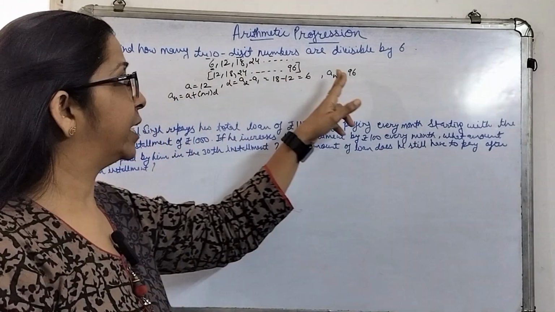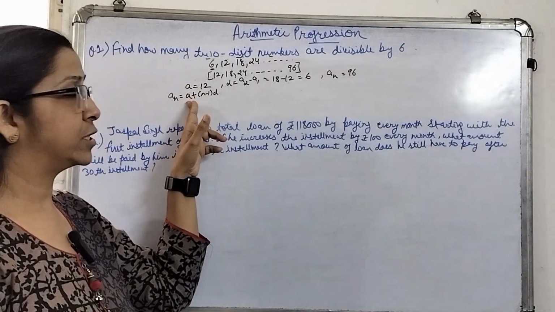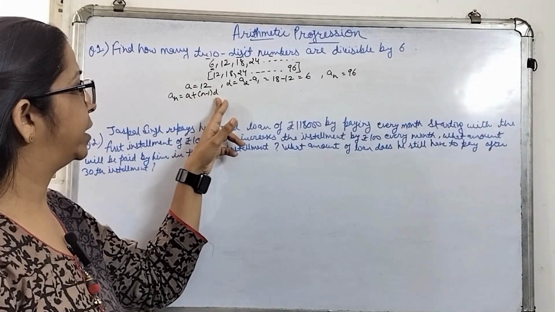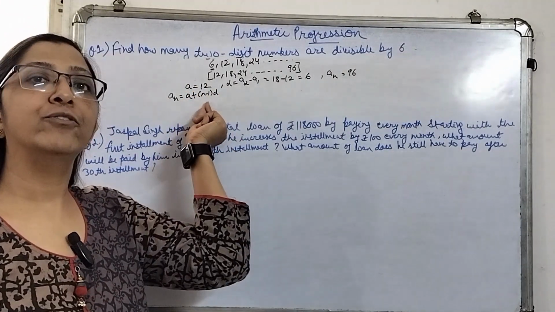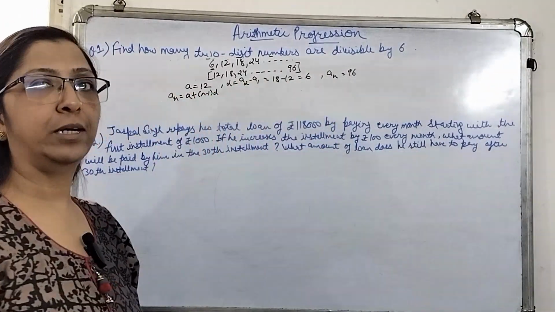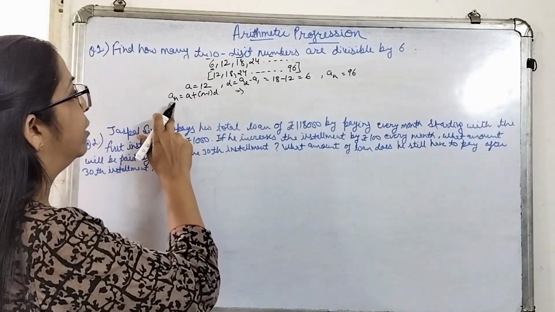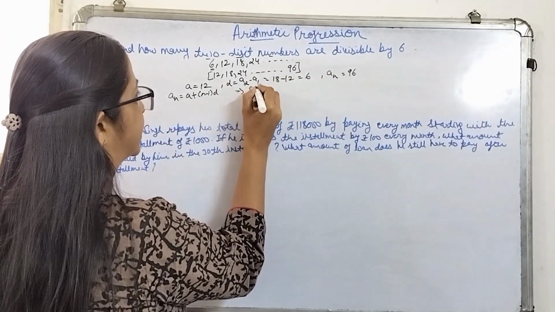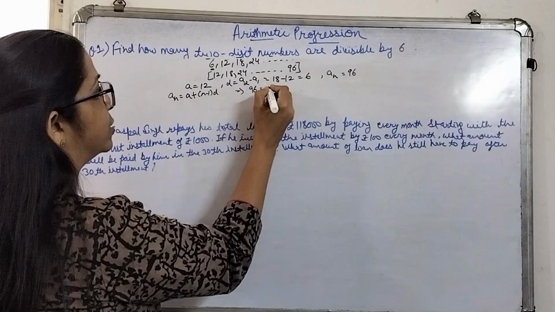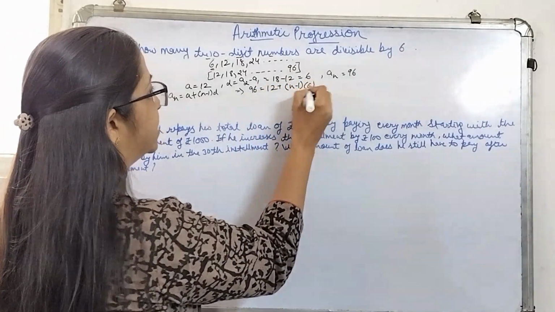Over here we already have the nth term, that is 96. We have the value of the first term. We have the value of the common difference. We have to find the value of n. So if we keep all these values in the formula, we can easily find the value of n. So let's check how we can do it. The value of an is 96. It is equal to a, which is 12, plus n minus 1 into d, which is 6.